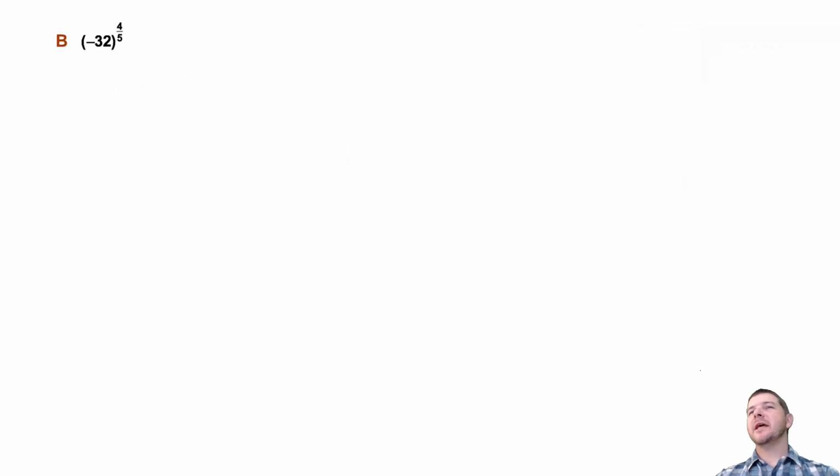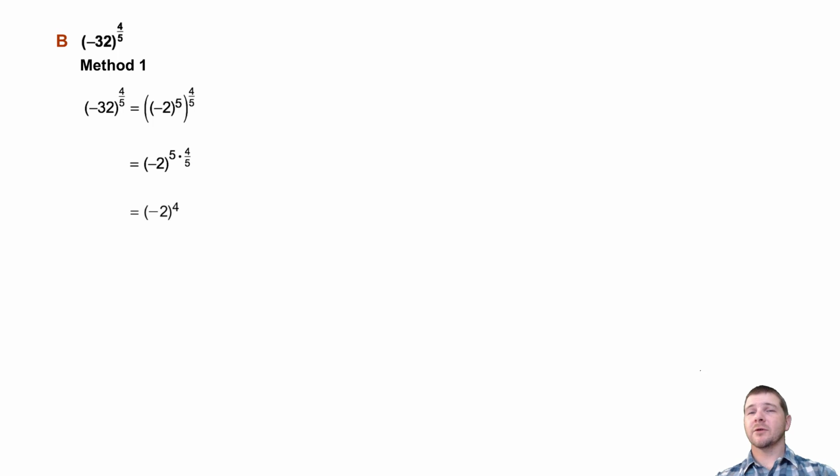Part B. How about negative 32 to the 4/5 power? Well, in method 1, we rewrite negative 32 to the 4/5 power as negative 2 to the 5th power raised to the 4/5. Well, that becomes negative 2 raised to the 5 times 4/5 power, which simplifies nicely to a power of 4, so negative 2 to the 4th power, and that's positive 16.